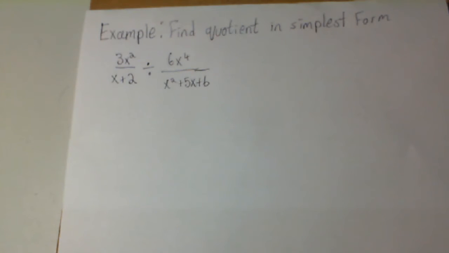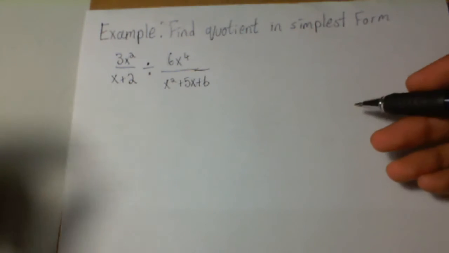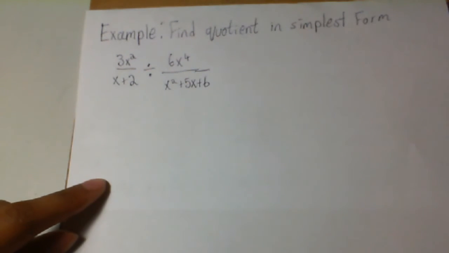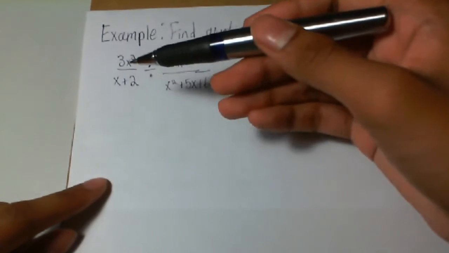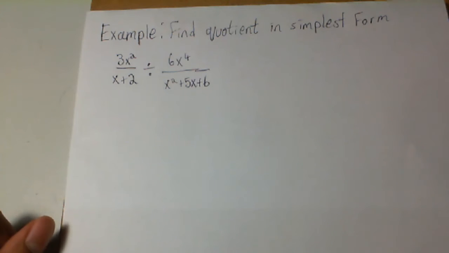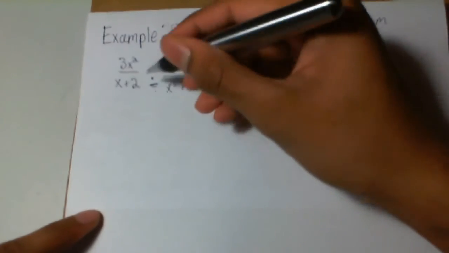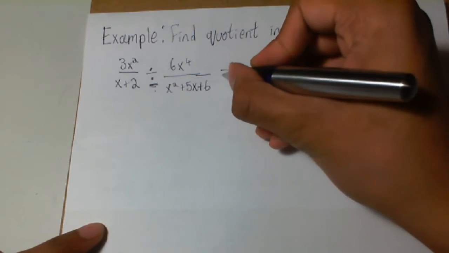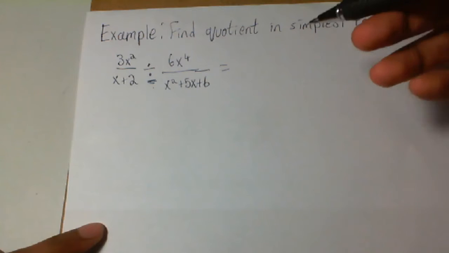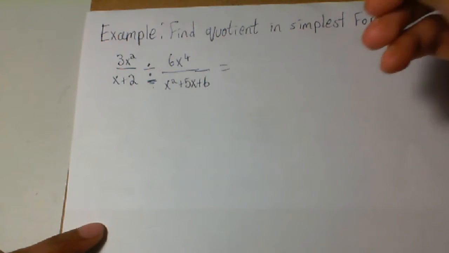Alright, so now we have an example of a division problem. And like I said before, it's simply doing the reciprocal and then multiplying. So here we have find the quotient in the simplest form. We have 3x squared over x plus 2 divided by 6x to the fourth over x squared plus 5x plus 6. So the first thing you do, as soon as you see this division sign, the first thing you're going to want to do is flip these two, the numerator and the denominator, because that's what reciprocal means, right?